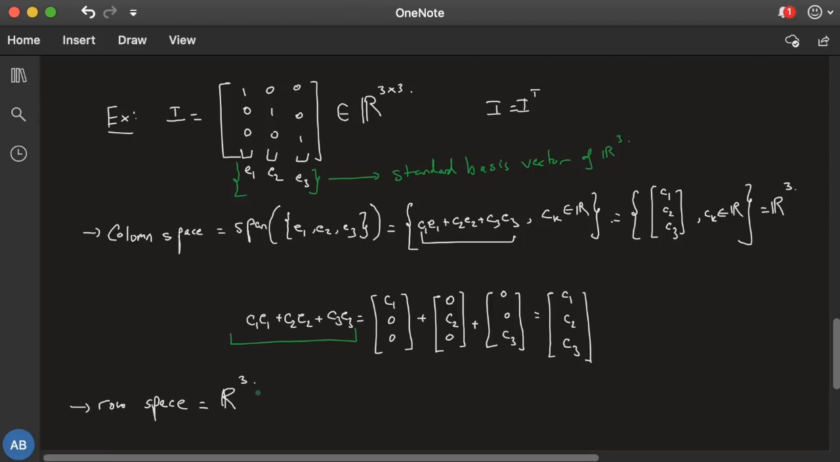And by the way, if you have another matrix not written in the standard basis, and it turns out that its column space is R cubed, that means the span of the column vectors of this matrix is R cubed. That means any vector in R cubed could be expressed in the basis defined by the columns of that matrix. We'll see an example further on. Let's give another example on this topic.